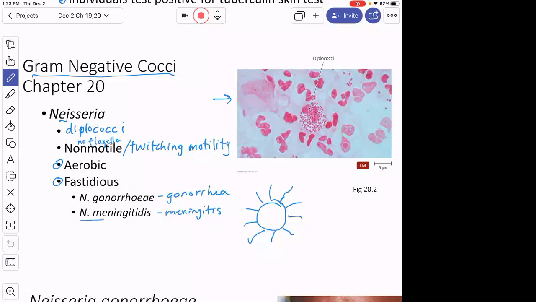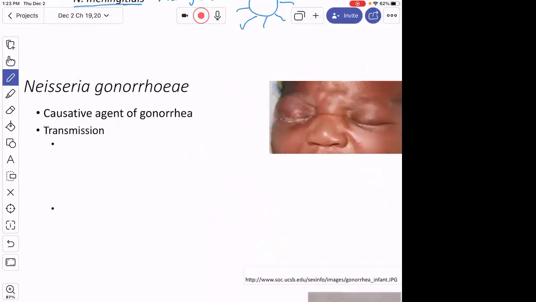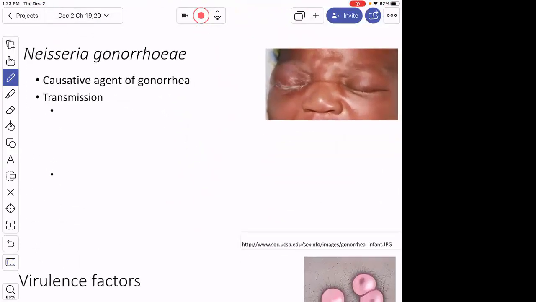This organism used to be known as meningococcus, and Neisseria gonorrhoeae we called gonococcus. So at some point we decided those two organisms were really closely related. We put them in the same genus and renamed them Neisseria gonorrhoeae and Neisseria meningitidis. Okay, so this is meningococcal meningitis is what we would call that. All right, so let's look at Neisseria gonorrhoeae first.